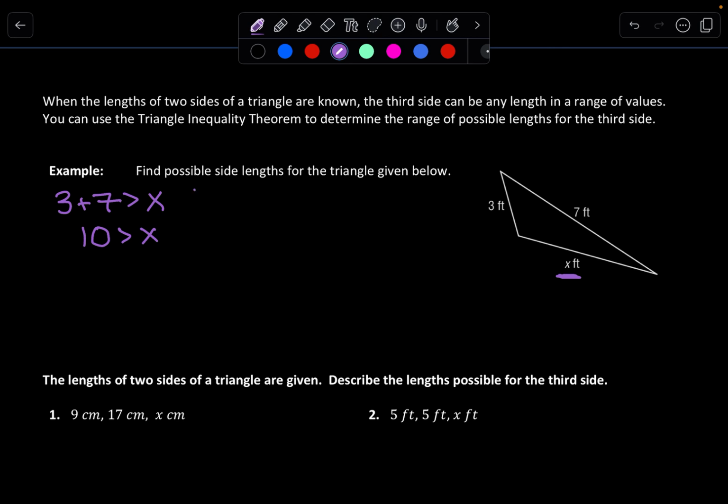But if I check my other two inequalities, I can find what it has to be bigger than. If I do 3 plus x, my other two sides, it has to be greater than my third side, 7.